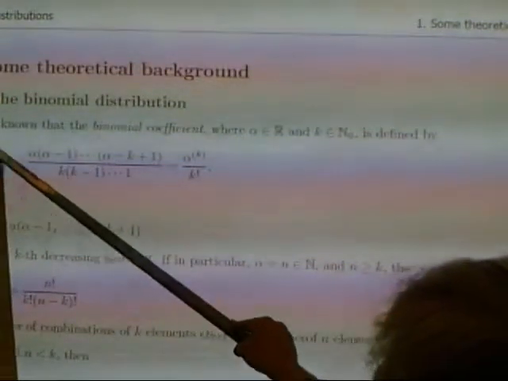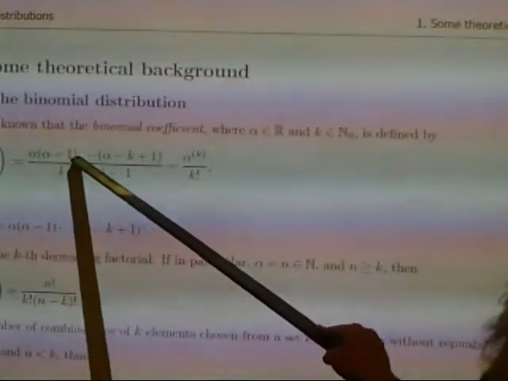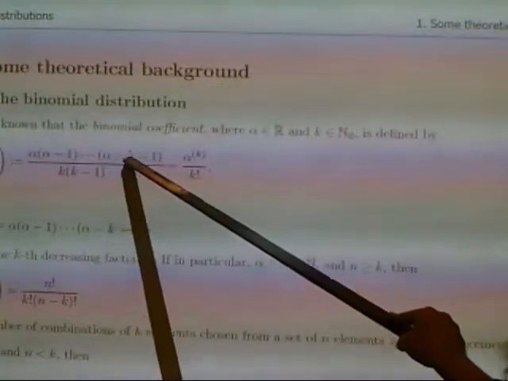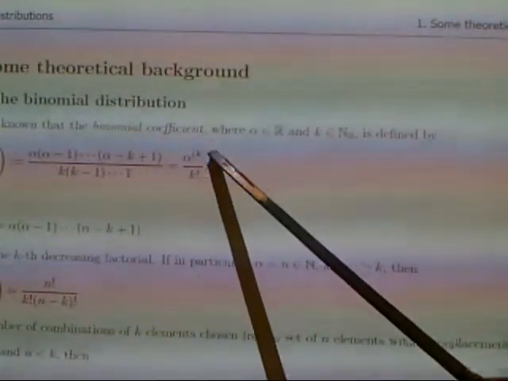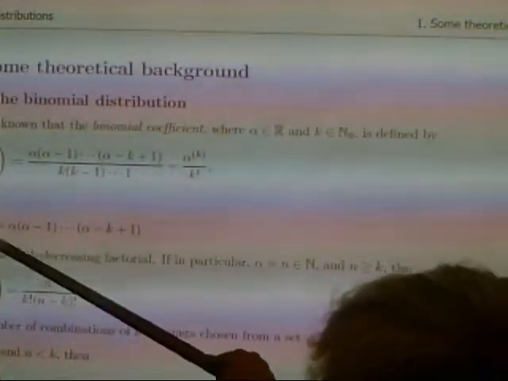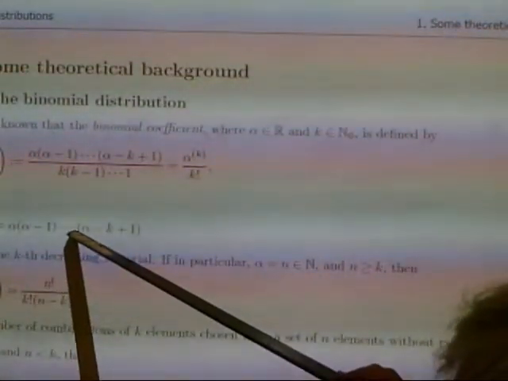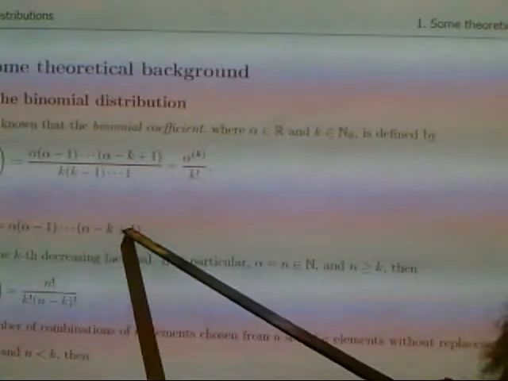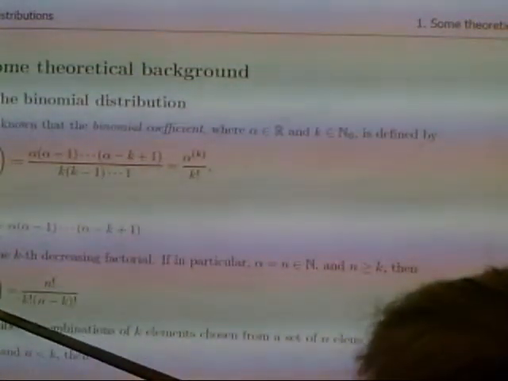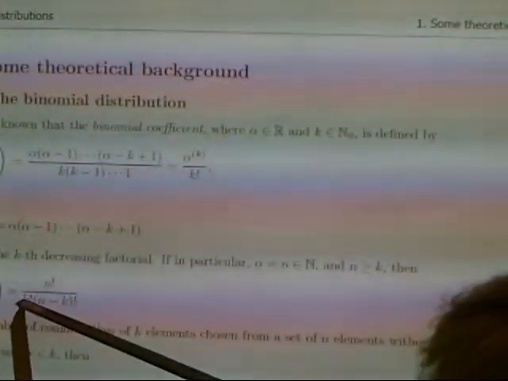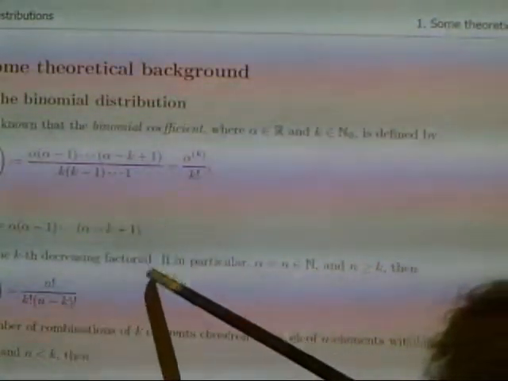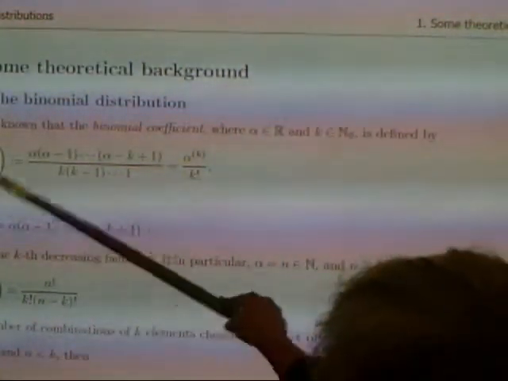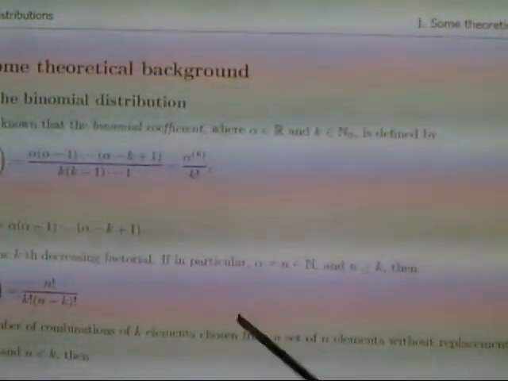Alpha k is alpha multiplied by alpha minus 1 up to alpha minus k plus 1, divided by k factorial. So similarly, n k equals n factorial divided by k factorial times n minus k factorial. Those are the formulas for the binomial distribution.